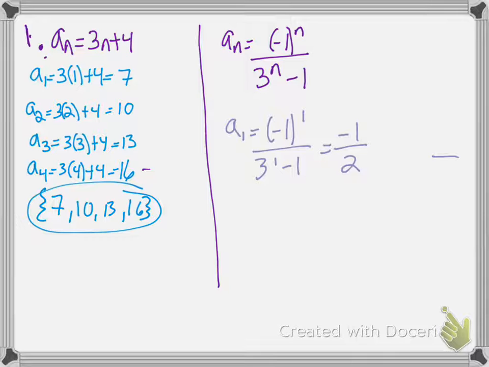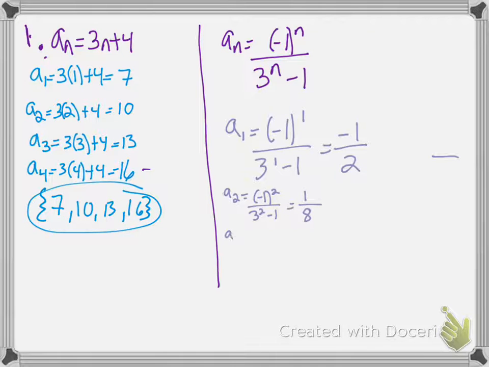We have, I'm going to try to write this one smaller. I said I was going to, and then that one was really huge. A sub 2: negative 1 squared over 3 squared minus 1. Well, negative 1 times negative 1 is a positive 1. 3 squared is 9, minus 1 is 8.